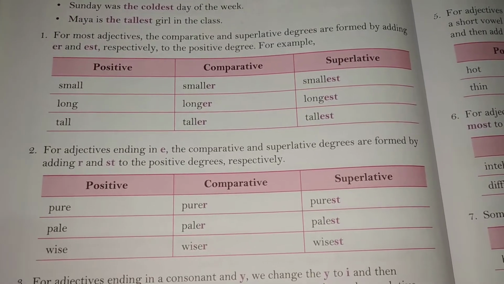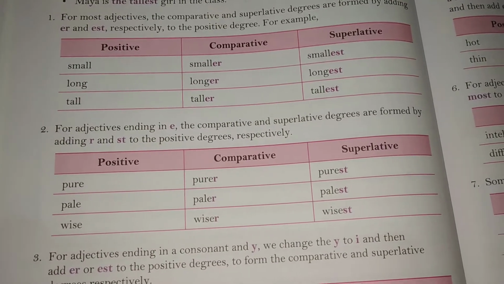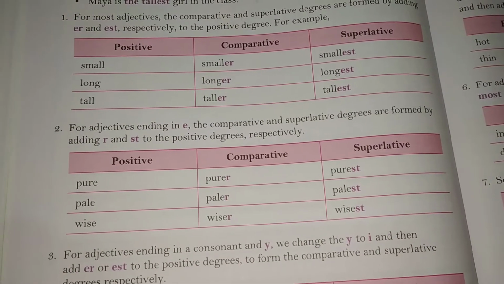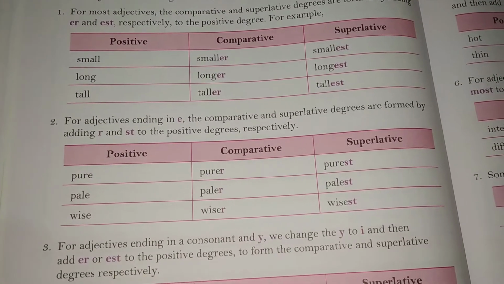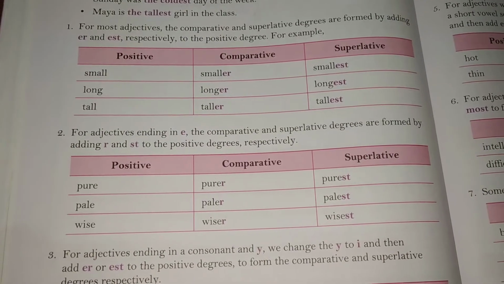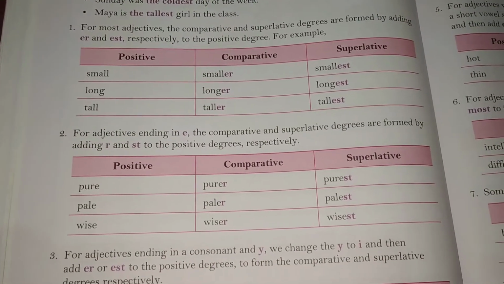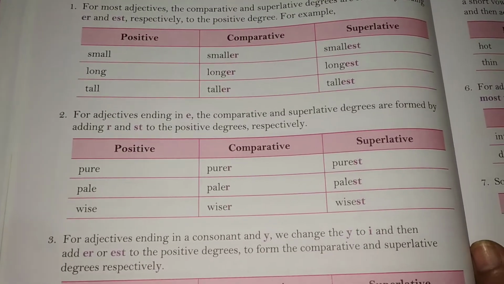Hello children, today I am going to teach you the rules of degrees of comparison. In the previous video I explained degrees of comparison, and I told you there are three degrees of comparison: positive, comparative and superlative. Now there are some rules to form the comparative and superlative degree.